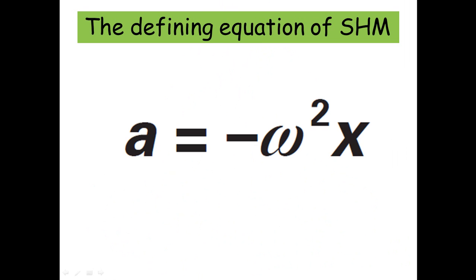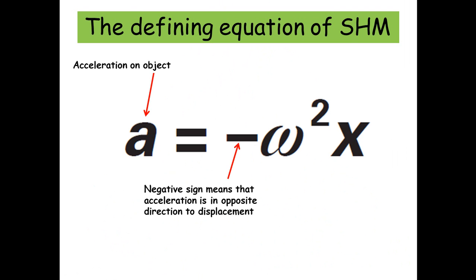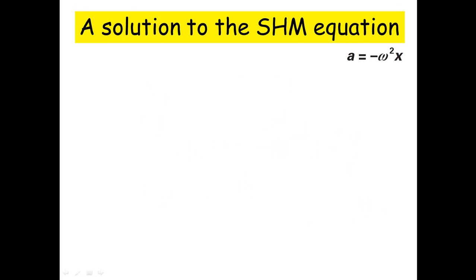We've got a, and a is the acceleration on the object. Now you can see that minus sign there. The negative sign means that the acceleration is in the opposite direction to the displacement. We've got our angular frequency, and it is squared, and we've got x, the displacement from the fixed point. So with the negative sign there, the acceleration always acts in the opposite direction to the displacement.